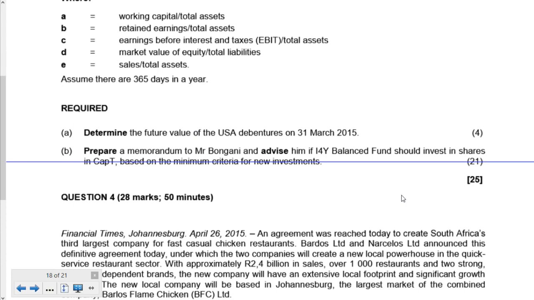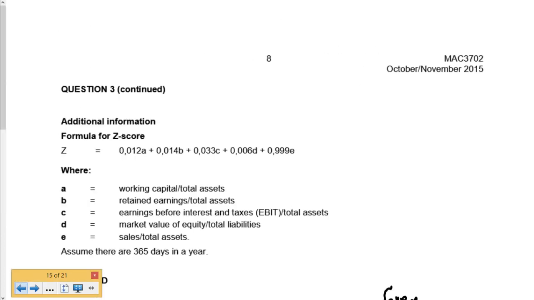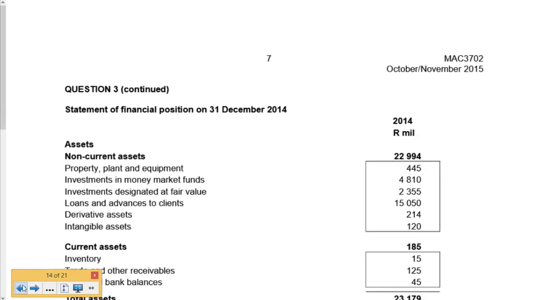It says, prepare a memorandum. That's important. There'll be a mark for just putting a heading, memo to Mr. whatever. So prepare a memorandum, there needs to be a memorandum format, and advise them if the fund should invest in shares in this Capti Bank, based on the minimum criteria for new investments. So if I cut a long story short for you, essentially what happens is that you own a fund management company.